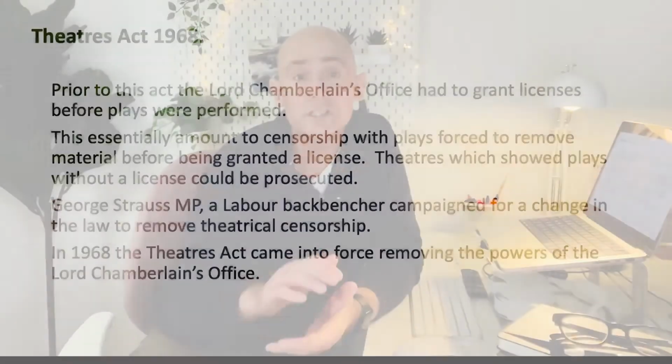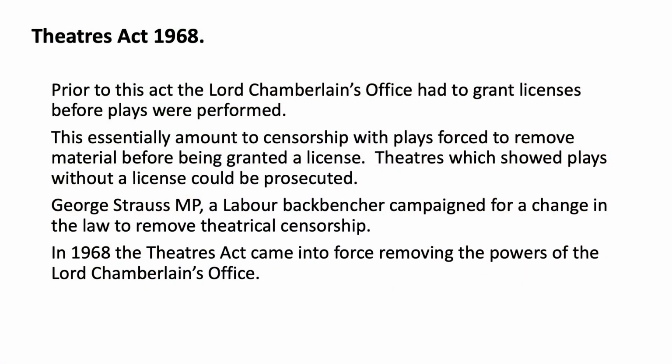What I now want to move on to is another piece of legislation, and we're going to look at the Theatres Act of 1968 and how the power of the Lord Chamberlain is removed. And the Lord Chamberlain essentially had to grant licences for plays to be performed. So you would write a play, you would be ready to perform it, you would then go to the Lord Chamberlain's office and ask for a licence to perform that. And it essentially meant that the Lord Chamberlain's office had a power of censorship over you. If you did perform a play without a licence, you could be prosecuted.